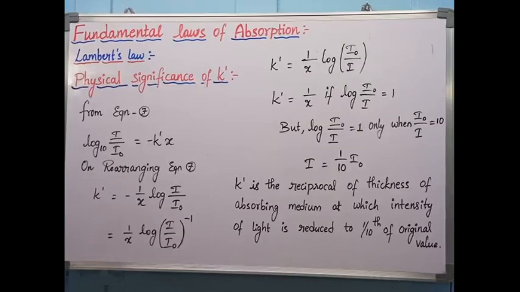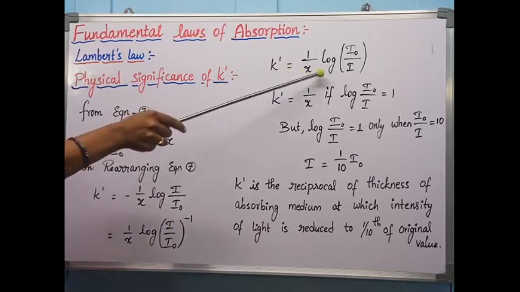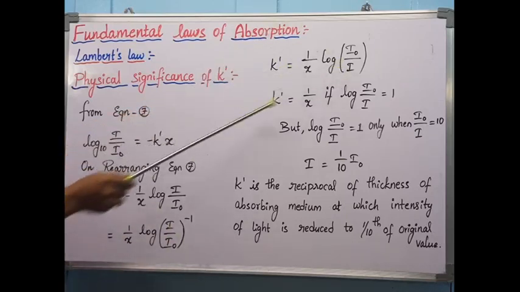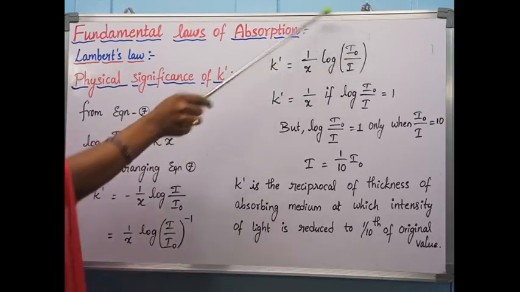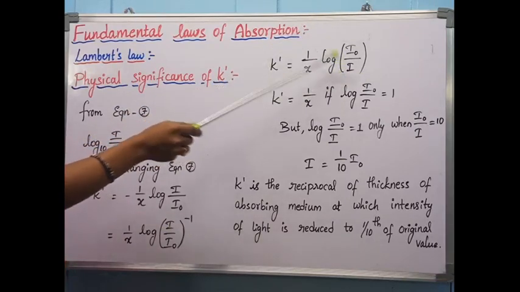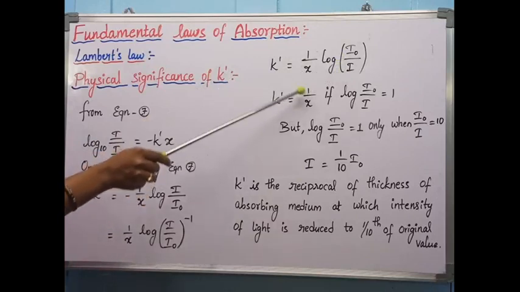So now let us see the physical significance of k dash. From equation 7, we know log 10 I by I naught is equal to minus k dash x. If I rearrange this equation, k dash is equal to minus 1 by x log I by I naught. On further rearrangement, 1 by x log 10 of I by I naught power minus 1. This becomes reciprocal in the next step, 1 by x log I naught by I. So if I substitute 1 in this place, log I naught by I is equal to 1, then the equation becomes k dash is equal to 1 by x.